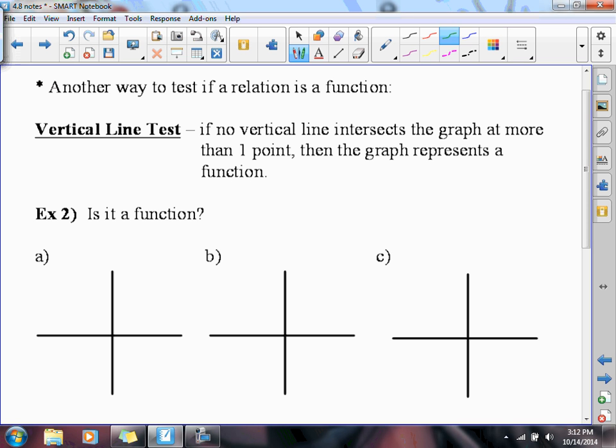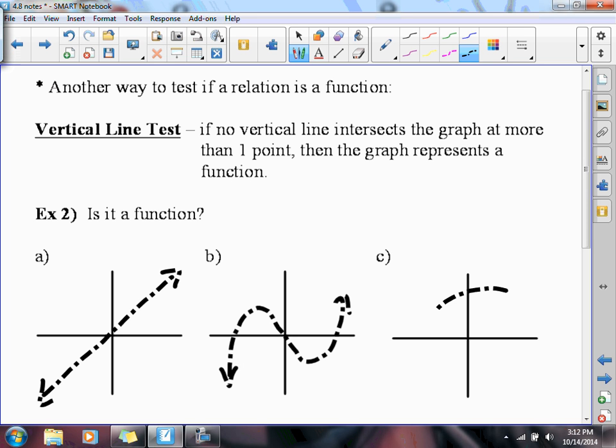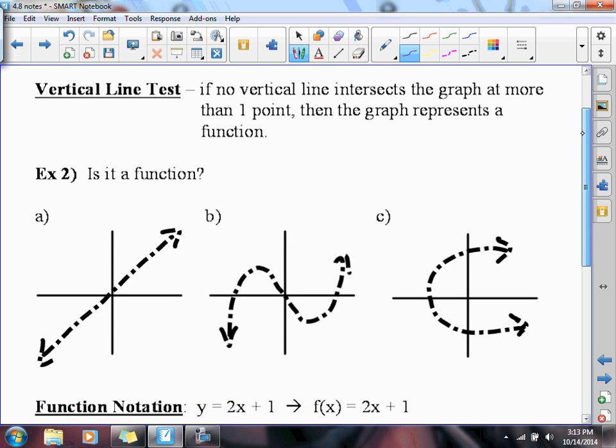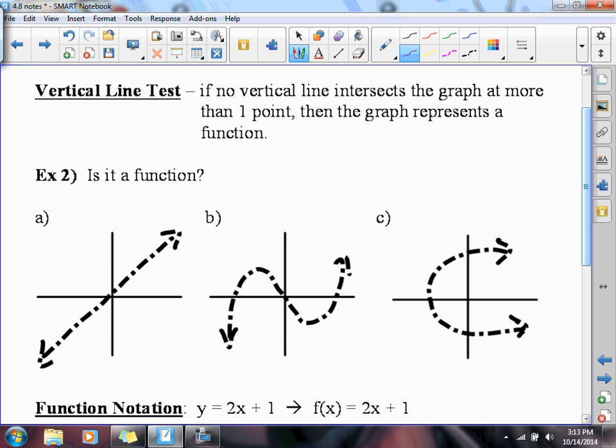So let me draw some functions here. Let me draw them in a cool, funky pen style. We've got that one, and then we've got this one, and then let's do this one. There we go. So again, in your homework, you're going to see some problems like this where they want you to take a look at the graph and determine if it's a function.